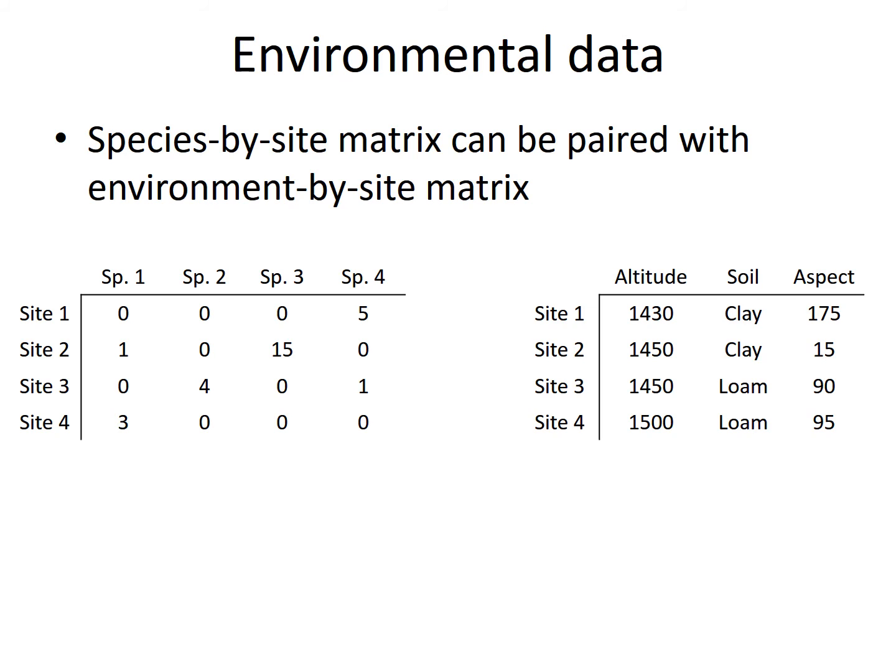Now, each species by site matrix can be matched with an environmental by site matrix. So on the left, we're seeing our species by site matrix. And on the right, you can see there's a matrix, and instead of showing the abundance of a species, it's showing the value for an environmental variable.